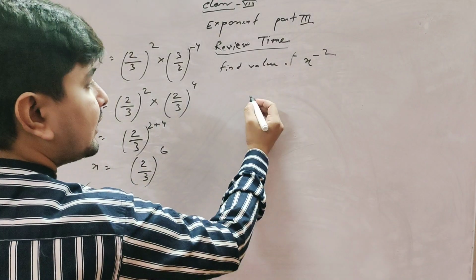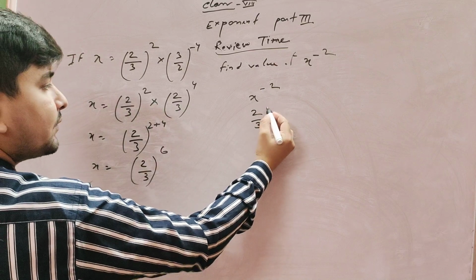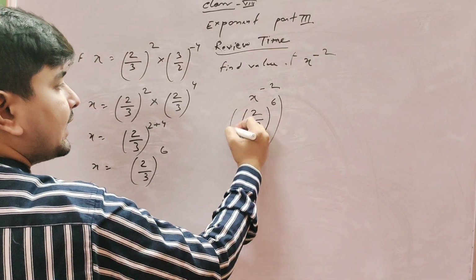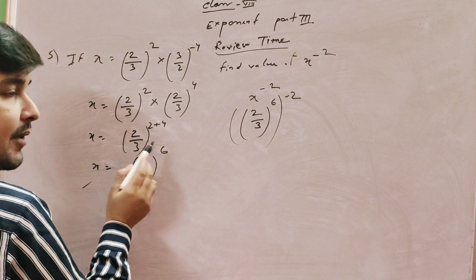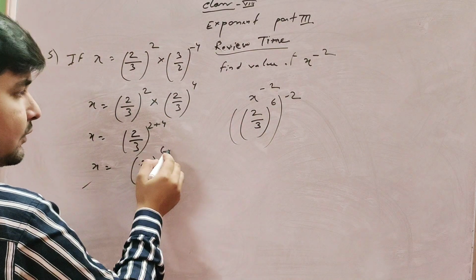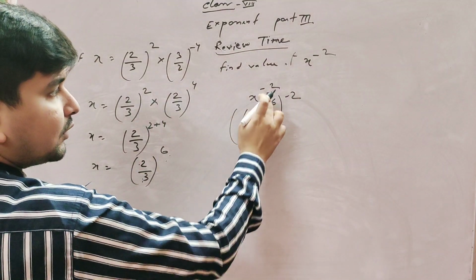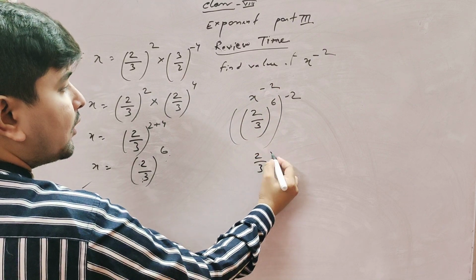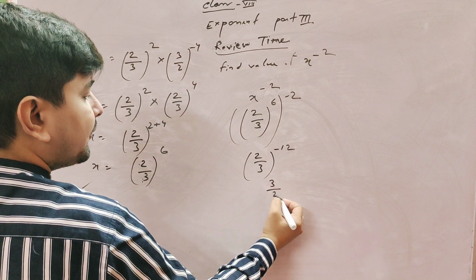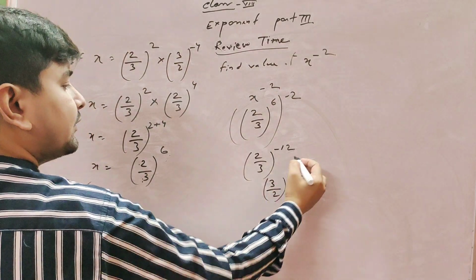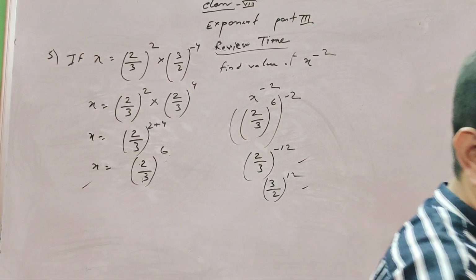But what we find here is x to the power minus 2. So our value of x is 2 upon 3 to the power 6. And here is given minus 2. In place of x, we write down 2 upon 3 to the power 6, all to the power minus 2. So it's 2 upon 3 to the power minus 12. So our answer is 3 by 2 to the power 12. This one is also an answer, this one is also an answer. Noted down.